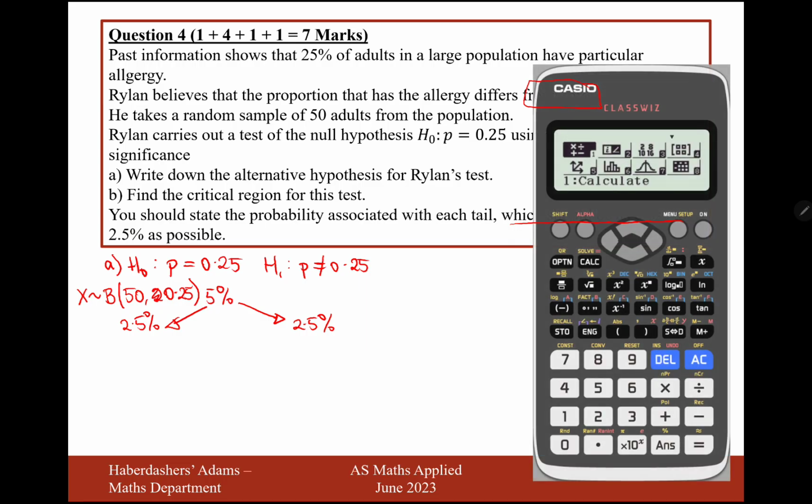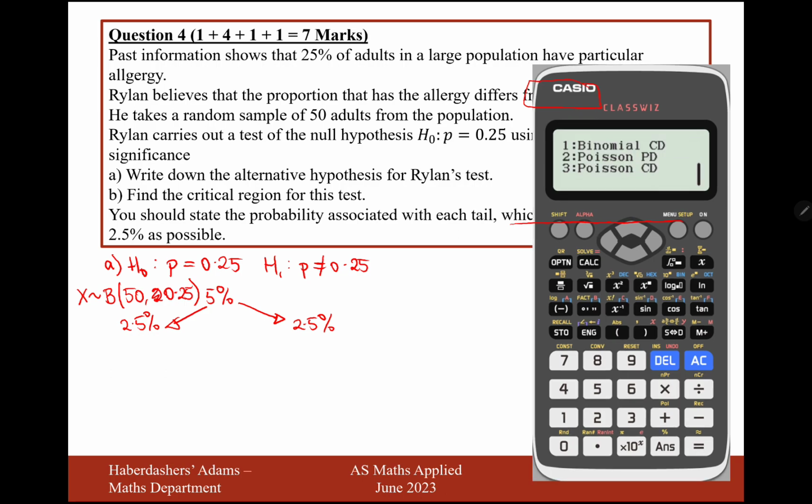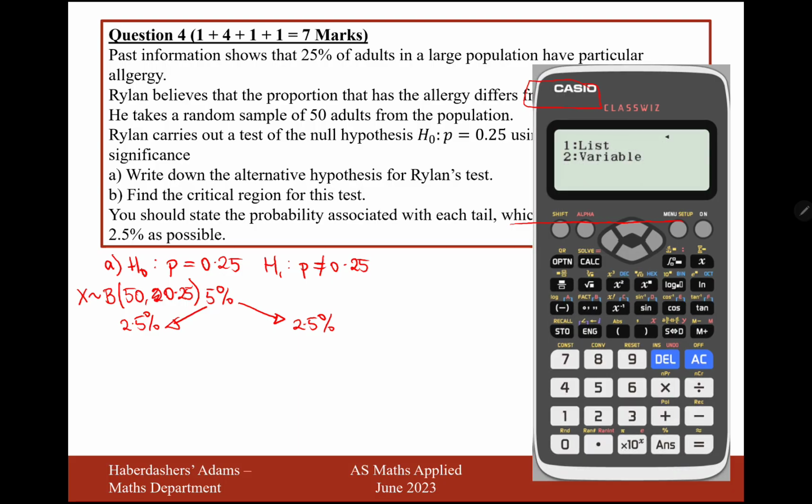Okay, so let's have a look in our calculator then. We need to go to mode 7, which is the probability distribution area of your calculator. You need to go to binomial CD, and then go to list mode from there, because we're going to create a list from where we think the lower bound might be to where we think the upper bound might be.